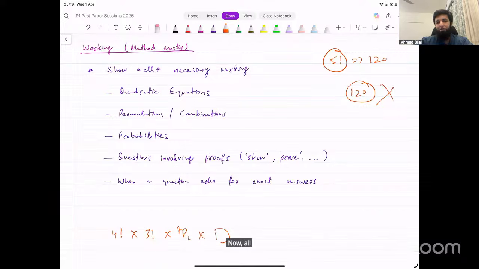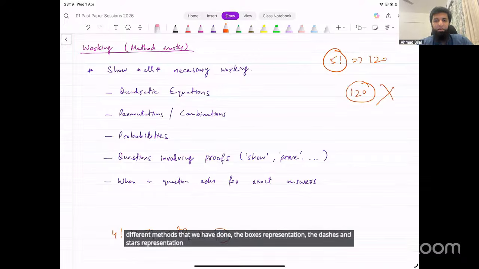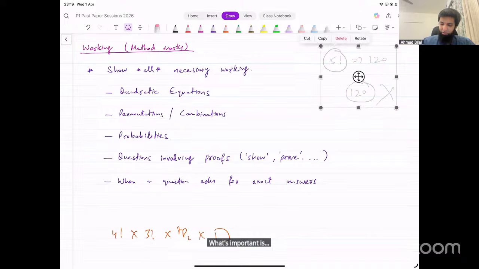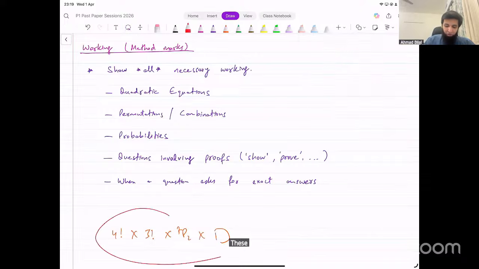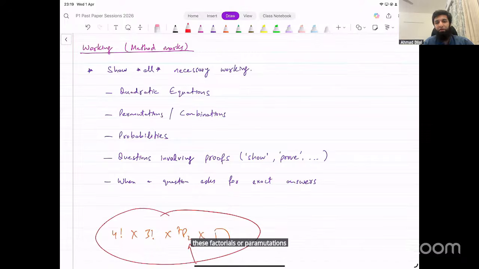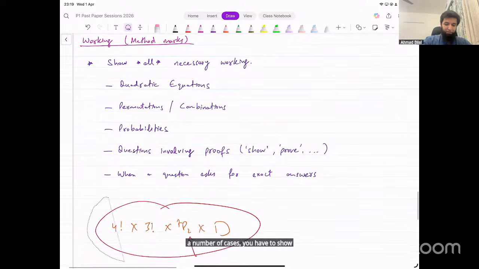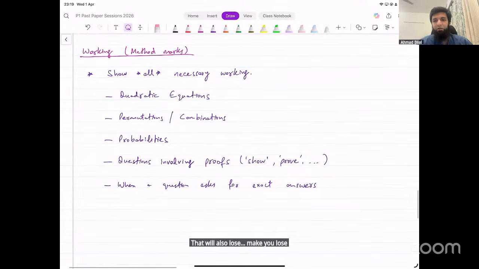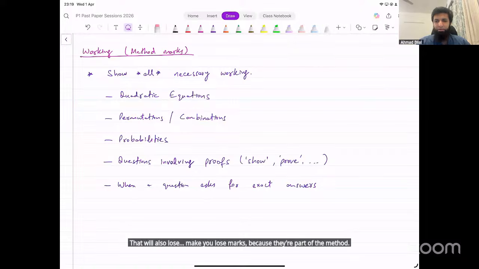Now, all of those different methods that we have done, the boxes representation, the dashes and stars representation, the examiner does not care about that. That's for your own self. What's important is these factorials or permutations or combinations that you're writing. That is important. And in combinations questions, for example, when you have to make a number of cases, you have to show all of those cases. If you don't show all of those cases, that will also make you lose marks because they're part of the method. Does that answer your question, Rita?